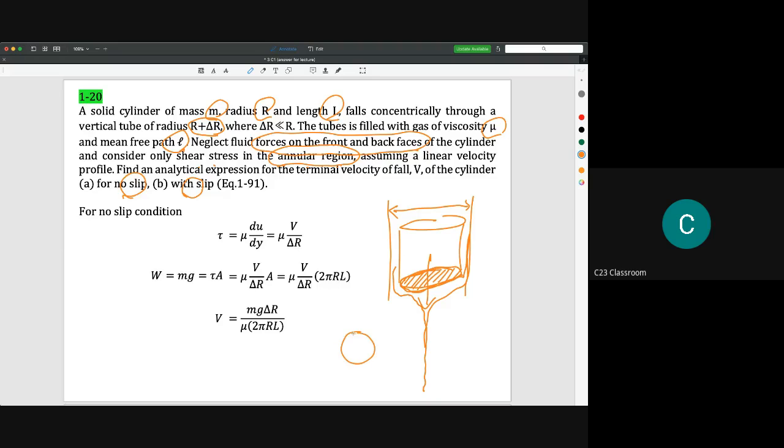If you see from the top view here, we only consider the fluid that flows in this annular section, the ring shape. Find the analytical expression of the terminal velocity of fall for no slip and with slip condition. The terminal velocity is actually the result of the equilibrium of weight, mg, and the shear stress forces.